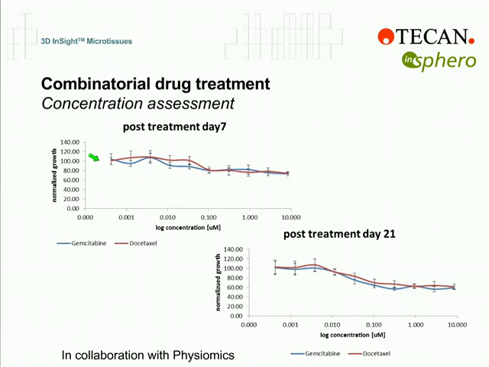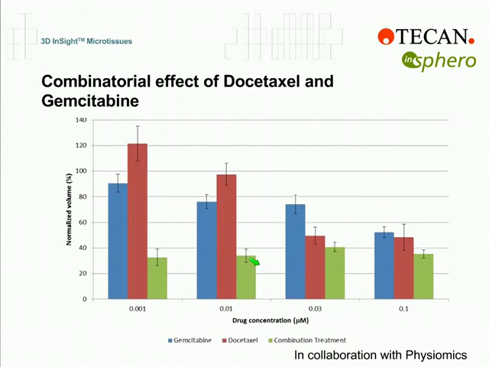However, after 21 days, we see that with increasing concentrations, we can see an effect on growth of these tumors. So we used concentrations which have not shown any effect after 21 days, and we have used concentrations which have shown effect after 21 days to see the full range, and this is shown here, where we will see a clear combinatory effect of gemcitabine and docetaxel at very low concentrations.